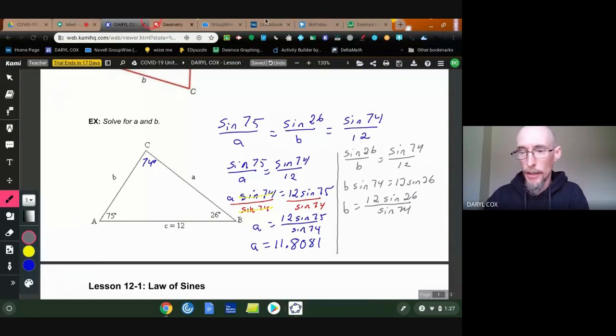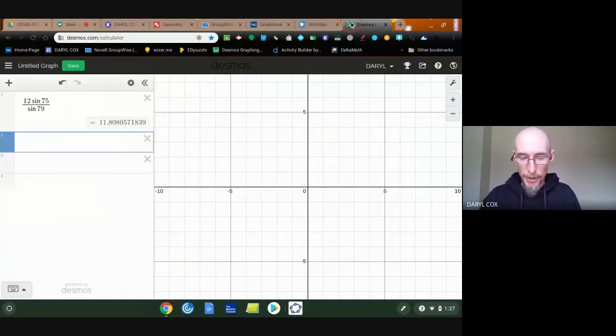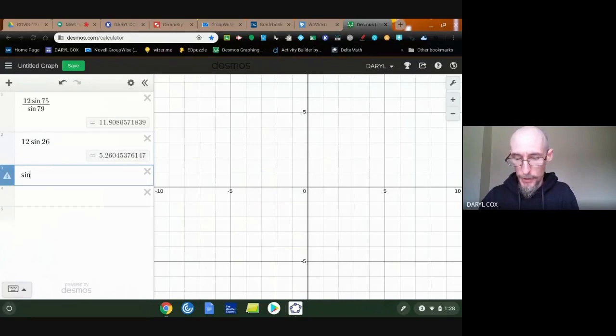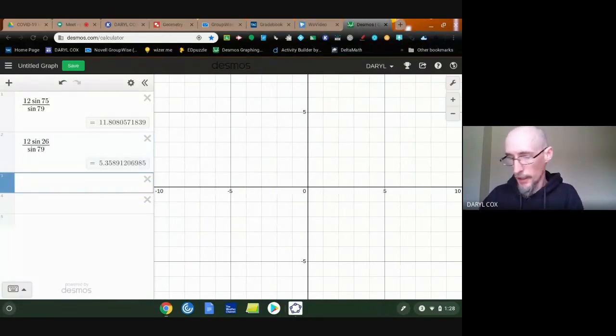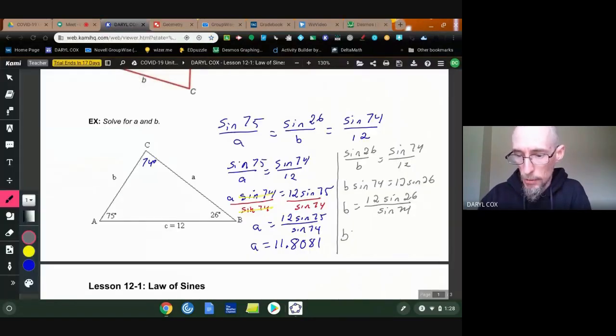Okay, so here I go to my calculator because I like using my calculator as little as possible because it keeps me from making errors. Divided by sine of 79. Whoops, I did something wrong there, didn't I? Let's go back to here. Divided by sine of 74. And there we go, 5.3589. So B equals 5.3589. So that's a basic law of sines problem.